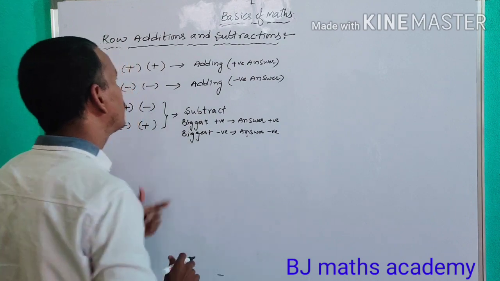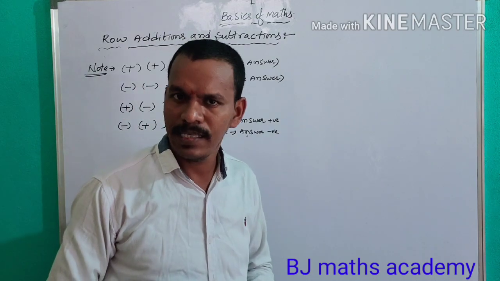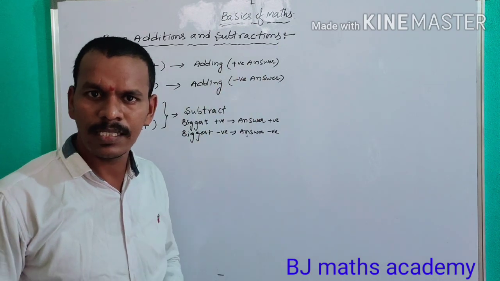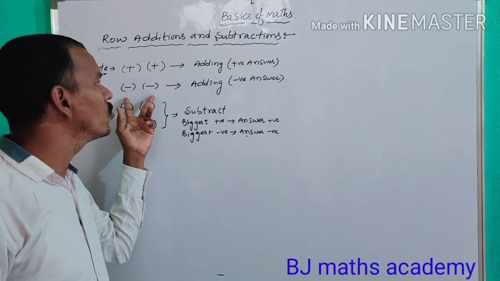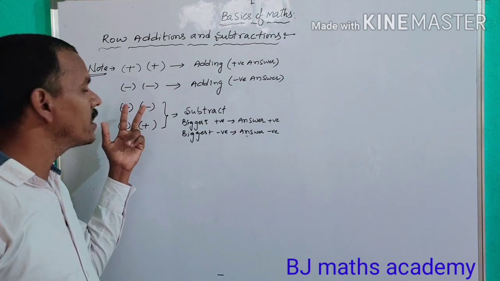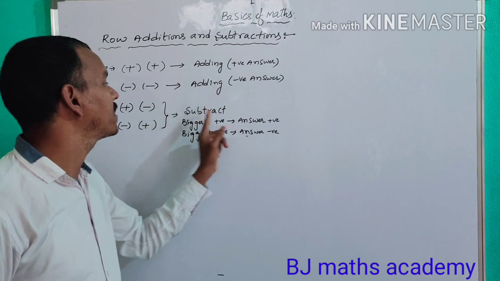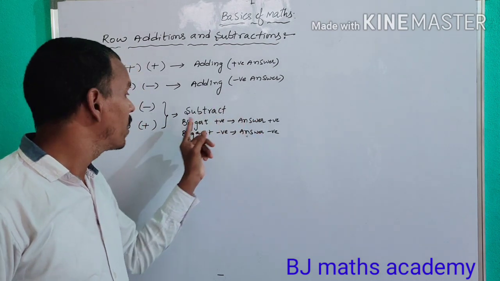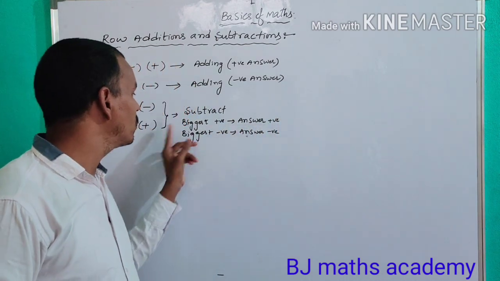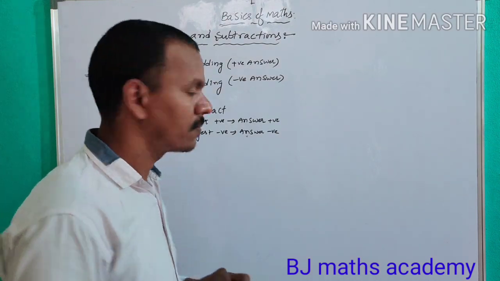These four rules are very important in row additions and subtractions. If two terms are positive, we add them and get a positive answer. If two terms are negative, we add them and the answer becomes negative. If one is positive and one is negative, we subtract, and if the biggest number is positive the answer is positive, and if the biggest number is negative the answer is negative. Now we are going to examples.